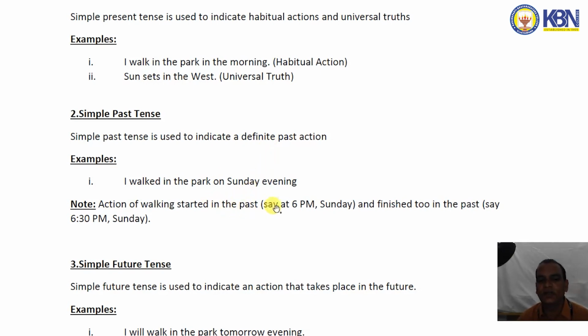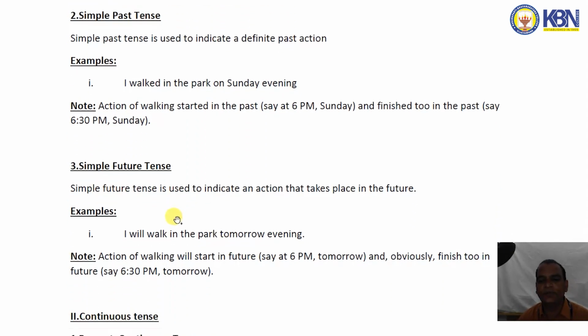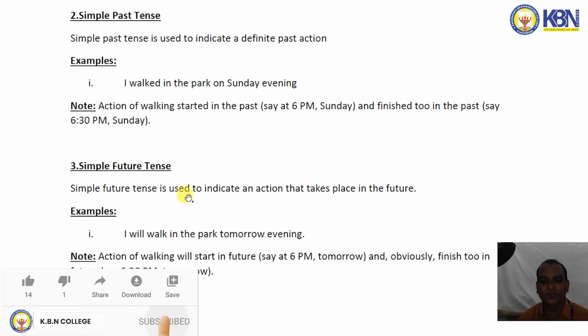So here we can say the time. Then when did I walk in the park? It is meant on Sunday at 6 p.m. So here the definite past action is expressed in this sentence. And the third tense, simple future tense. So here, when do we use the simple future tense? Simple future tense is used to indicate an action that takes place in the future.